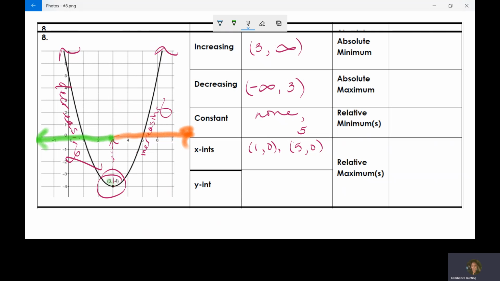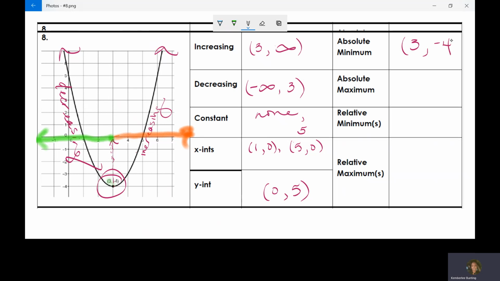Okay. Y-intercept. 0, 5. Do I have an absolute minimum value here? Where's that location? 3, -4. That's all I got?